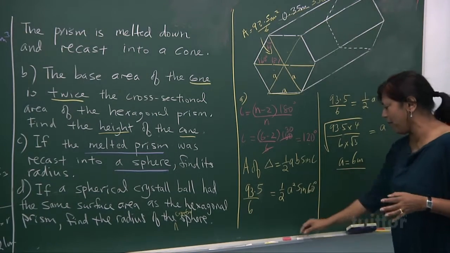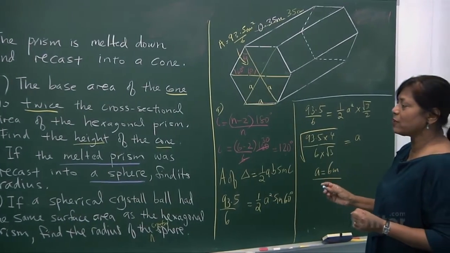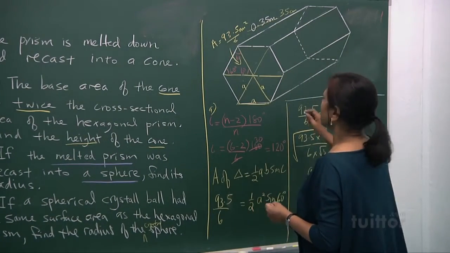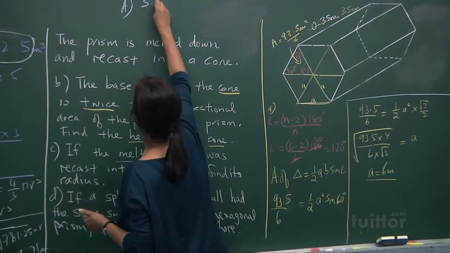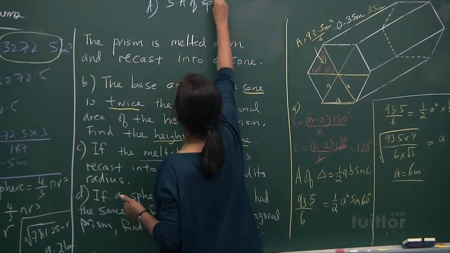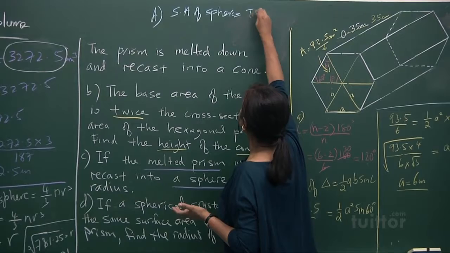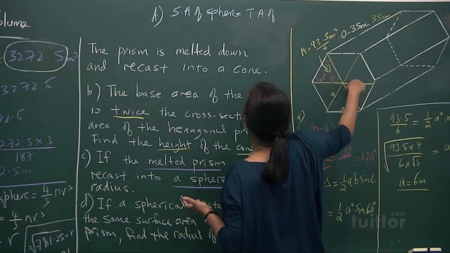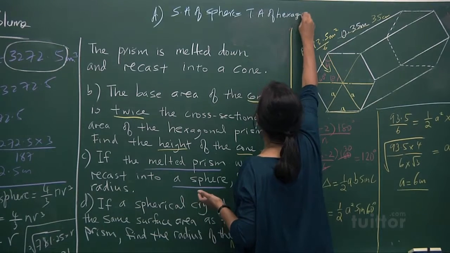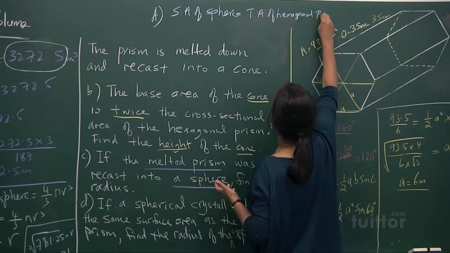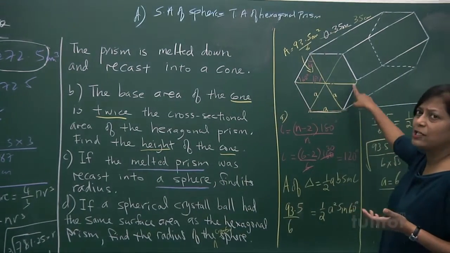So how do we go about that? I'm going to squeeze this space in, and I need you to pay attention. If you look at D, the surface area of the sphere will be equal to the total surface area of the hexagonal prism. And what is the total surface area of the hexagonal prism? Well, we'll look at this. This is 93.5.